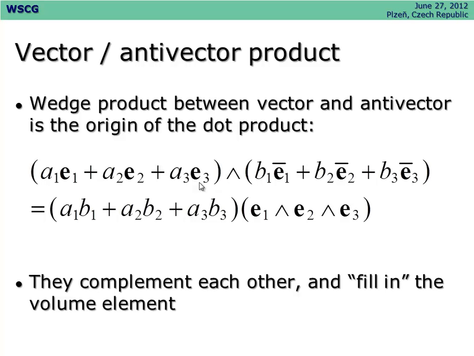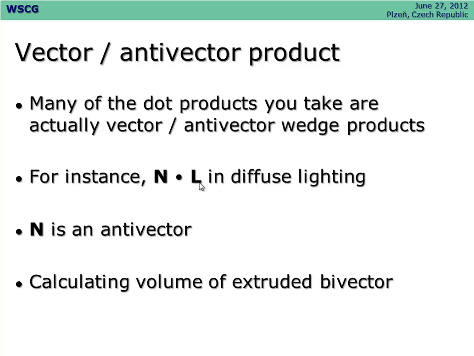So vectors and anti-vectors, because we get this one scalar quantity out of it, actually the pseudo-scalar quantity out of it, they sort of complement each other and they fill in the gaps. So one has all the vectors, one has all these things that represent everything except each of the vectors. Okay, and in computer graphics, a lot of the dot products that we take are actually these wedge products between vectors and anti-vectors. And the most common example is n dot l in diffuse lighting.